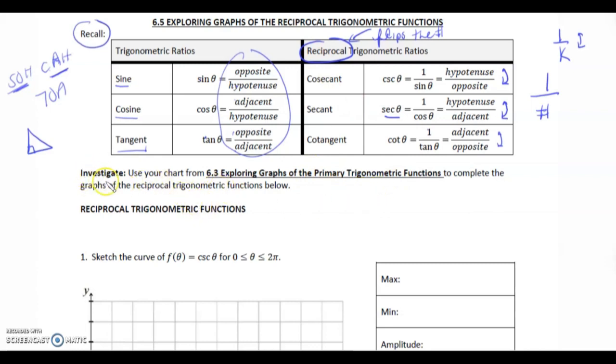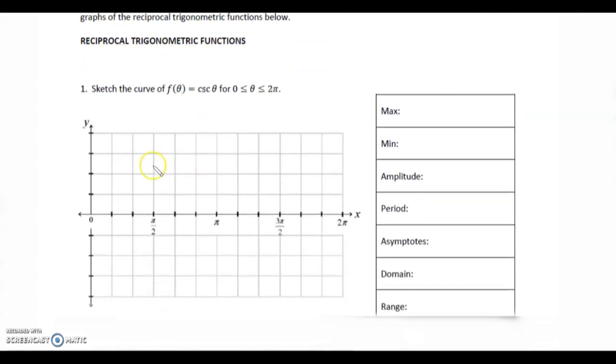So what we're going to do is investigate. If you remember the 6.3 exploring graphs of the primary trig functions activity, where I just took the sine one and the solutions were posted on the website, we're going to pull that out and complete the graphs of the reciprocal trig functions. The first one we're going to do is sketch the graph of f of theta equals cosecant theta on 1 full rotation, so 0 to 2 pi.